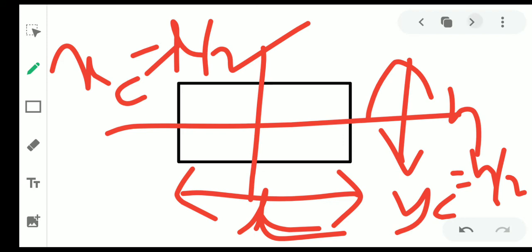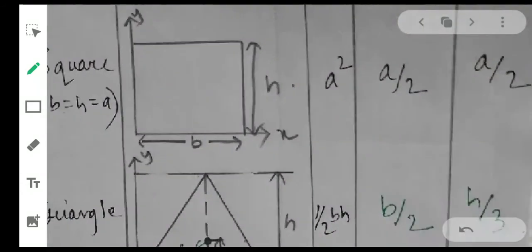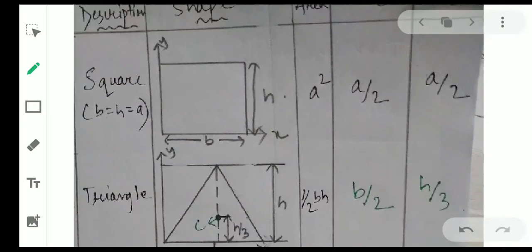If we go for a square, a rectangle becomes a square when the sides of the rectangle are equal. So it is already mentioned here, B equals H equals A. So this one is B, this one is H. Both become equal to A. So the area becomes a square.